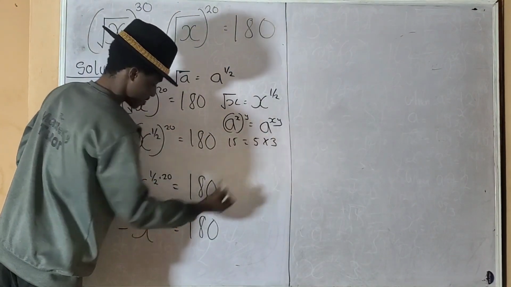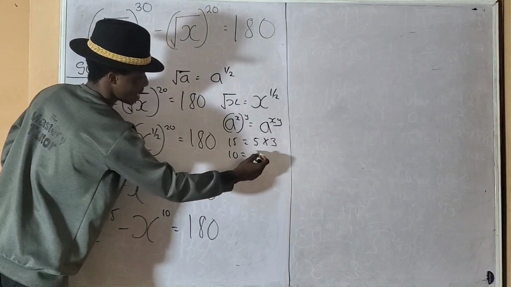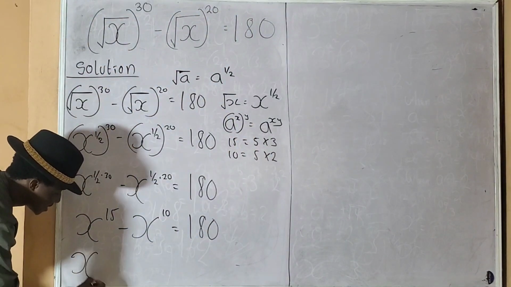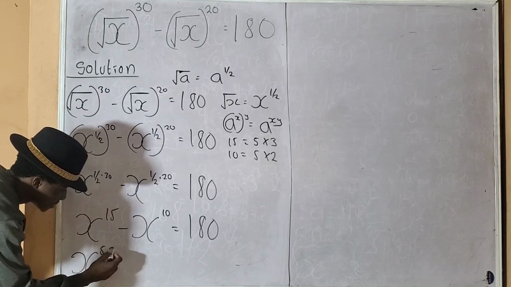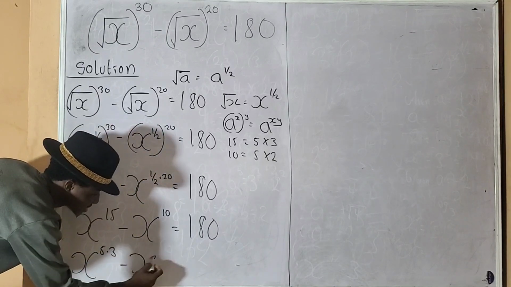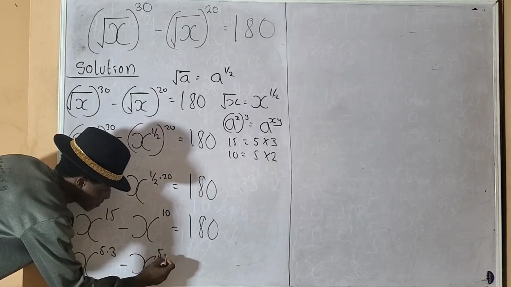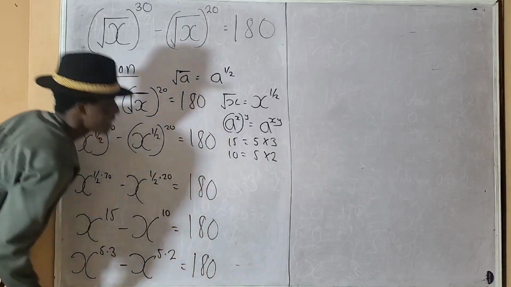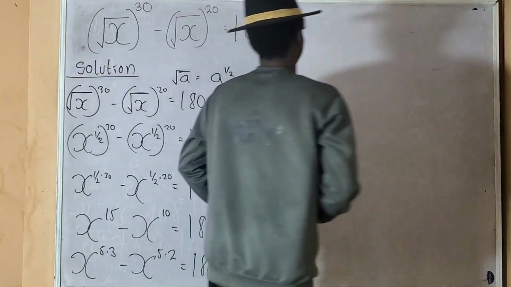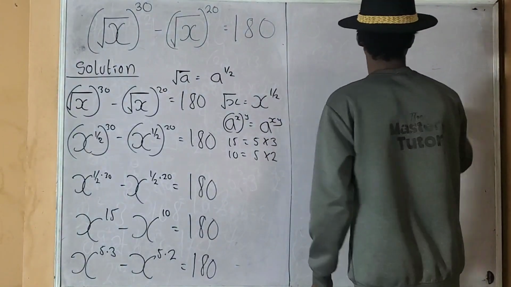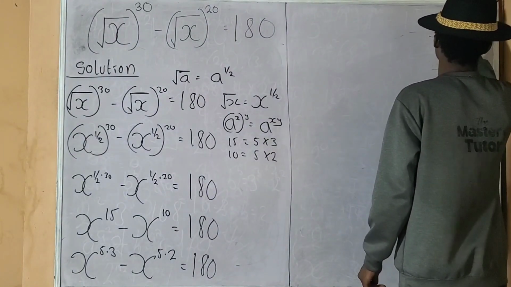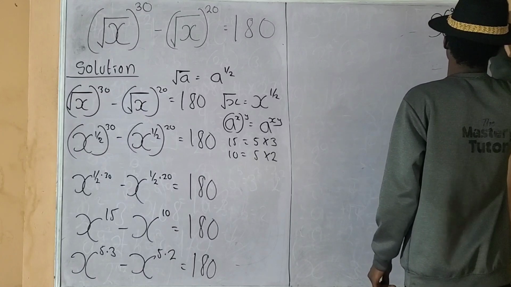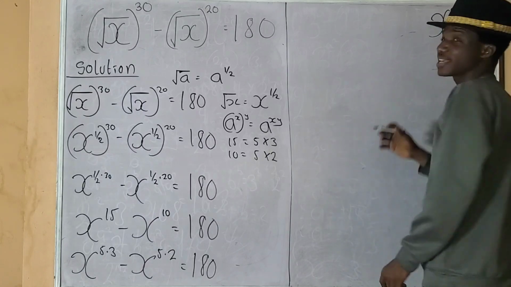5 times 3, right? Also 10 can be written as 5 times 2. So I'm going to have x raised to the power of 5 multiplied by 3 minus x raised to the power of 5 multiplied by 2 equals 180, right? Now, if you have x raised to the power of a times b, this can be written as x raised to the power of a, raised to the power of b, right?